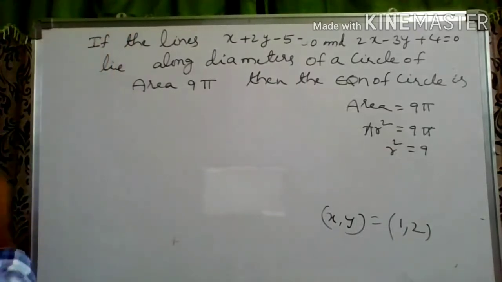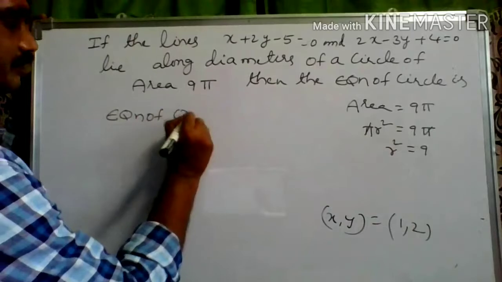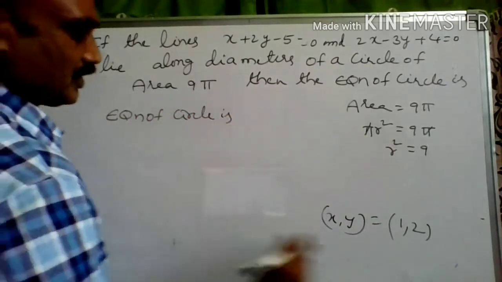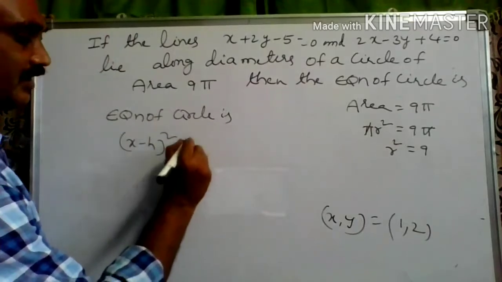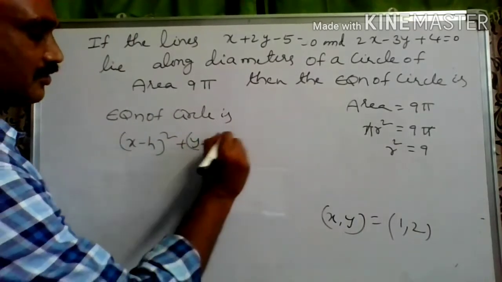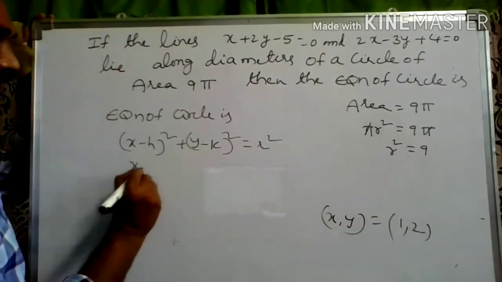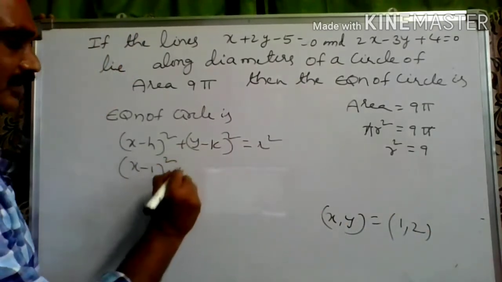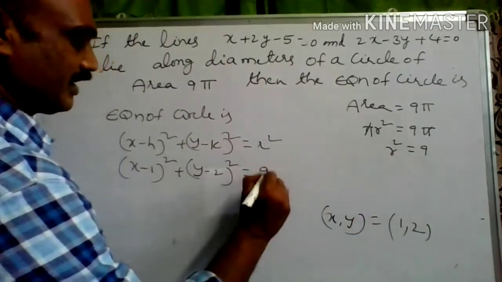So equation of circle is, okay students, center 1 comma 2. Circle equation formula: x minus h whole square plus y minus k whole square is equal to r square. This is h comma k. x minus 1 whole square plus y minus 2 whole square is equal to r square, which is 9.